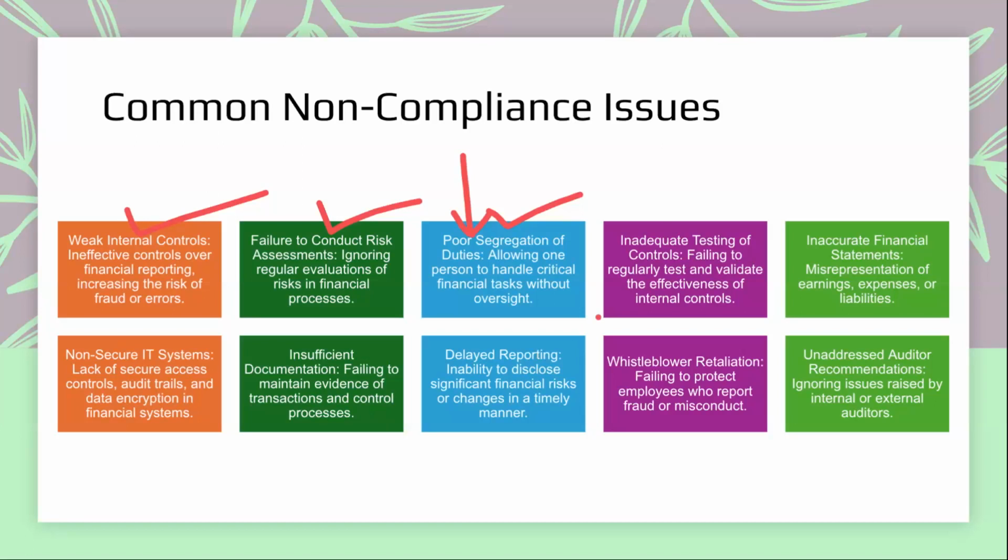Inadequate testing of controls. Okay, controls are not tested properly. Inadequate financial statements. Again, misrepresentation of the statements. Okay, like misrepresenting the profits and losses, manipulating them. Okay, non-secure IT systems, insufficient documentation, delayed reporting, whistleblower retaliation. For example, if somebody tries to report a fraud, that person is being scrutinized. Okay, unaddressed auditor recommendations. The auditor is asking to do A, they are doing Z, not at all in line with the auditor. Okay.